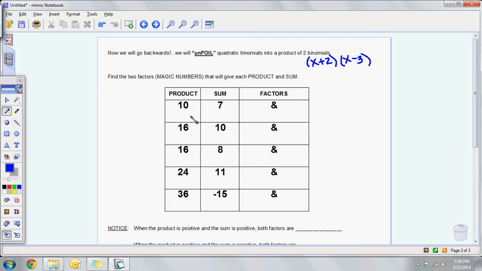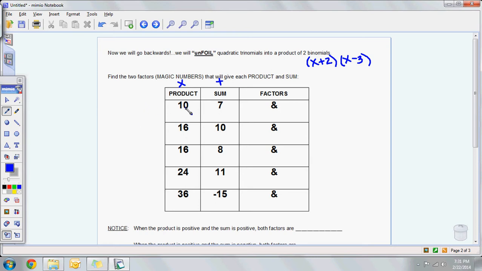So before we jump right into it, I just kind of wanted to ease you into things and practice finding magic numbers or magic factors. So our first one here, we want to know what are two factors that will give you a product of 10 and a sum of 7. So what I like to do is start with products.